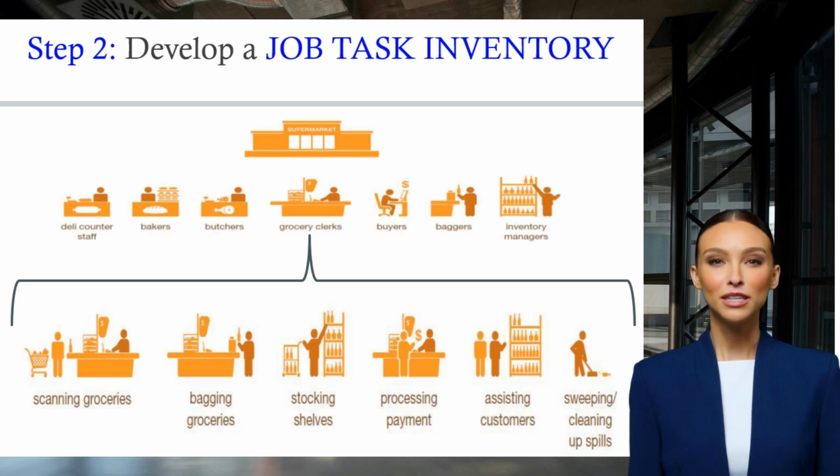Now that we've built out our job inventory, the next step in the formal hazard assessment process is Step 2. Identify job tasks. Once you know what roles exist in your organization, you need to break each job down into its specific tasks. Let's look at a visual example. Instead of just listing grocery clerk, we break it down into clear tasks such as scanning groceries, bagging groceries, stocking shelves, processing payments, assisting customers, sweeping or cleaning up spills. Each of these tasks carries its own unique set of potential hazards, and that's why this step is so important.